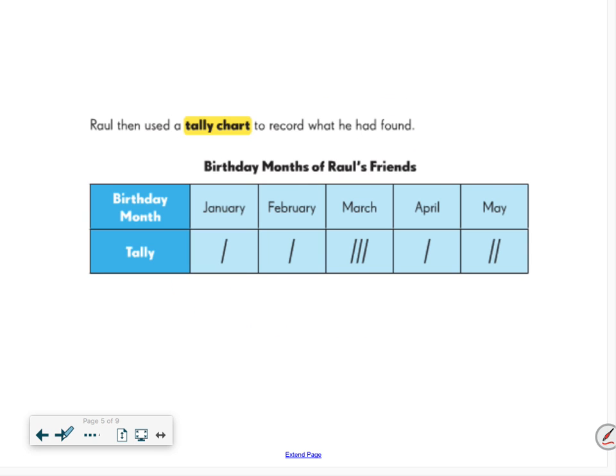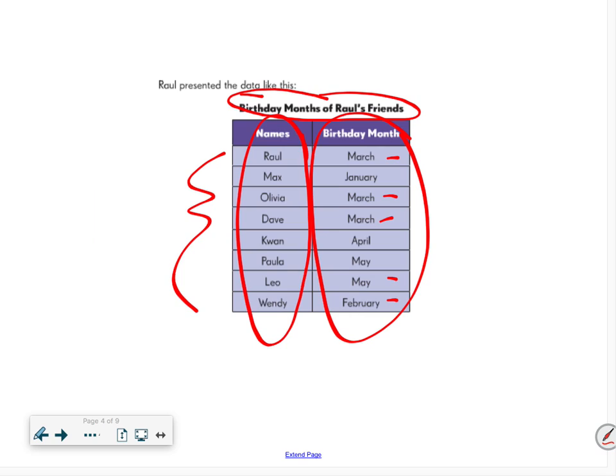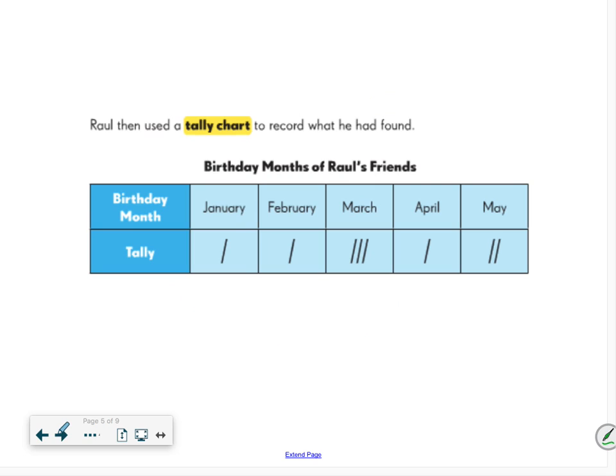And he decides, you know what, I'm going to use a tally chart because I want to see how many people are born in which months. So he goes, who was born in January? And he says, oh, only Max. So that's how he got his one tally for Max. Who was born in February? Only Wendy. So Wendy only gets one tally.